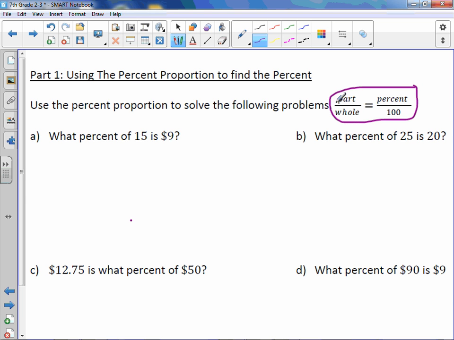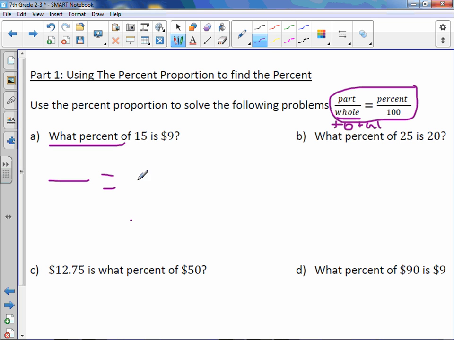Your part over your whole equals percent, and percents are always over 100, so percent over 100. Your whole amount is really your total, okay? So why don't you jot down the word total? So let's use our percent proportion. What percent? That means we don't know the percent.